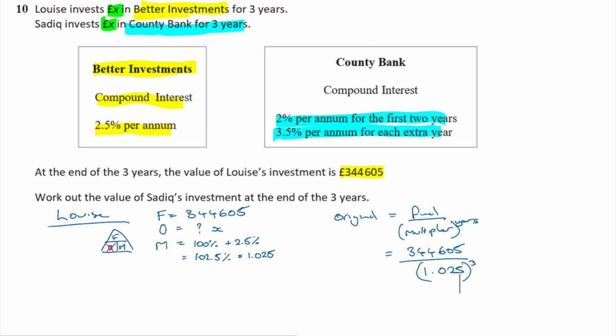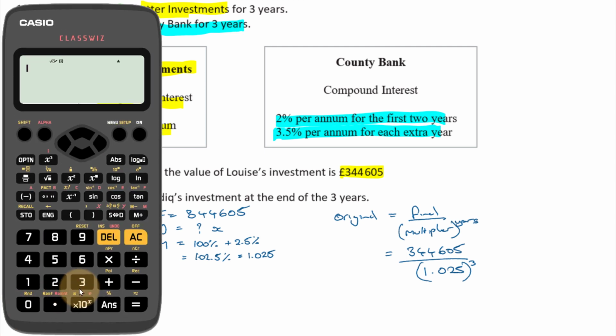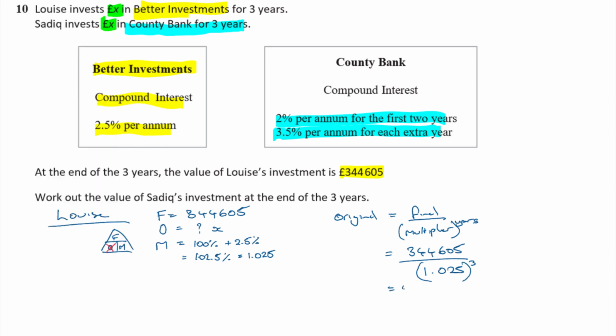Okay, time for the calculator. So 344,605. I'm going to use the fraction key because I definitely want everything to be on the bottom. 1.025 to the power of 3. Okay, so that looks like what I've written down. So I'm going to press equals. Oh, that comes out to be a nice answer. That is quite reassuring. So that comes out to be 320,000. I don't think that's a coincidence. I think we're on the right track, otherwise it wouldn't come out so nicely. Okay, so that's Louise.